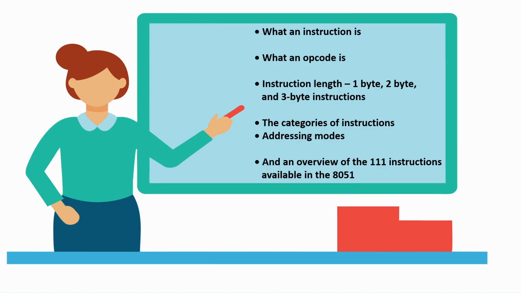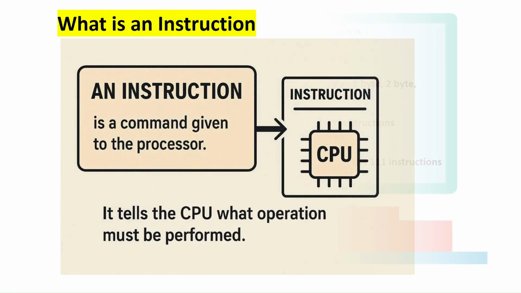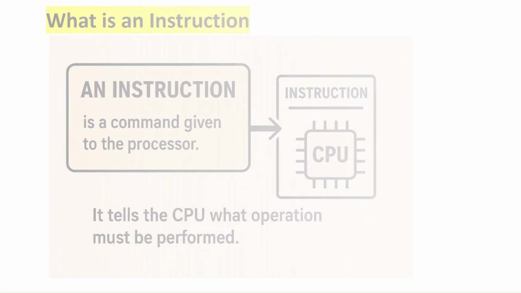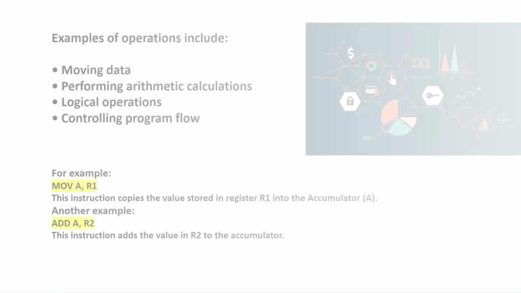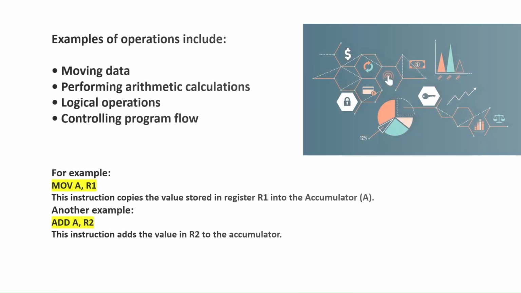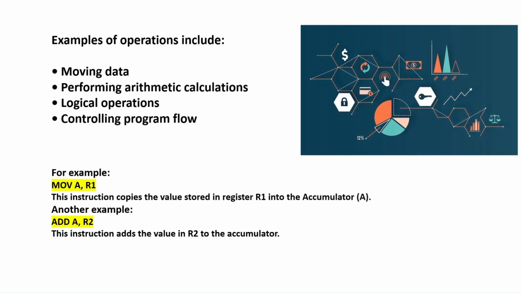What is an instruction? An instruction is a command given to the processor. It tells the CPU what operation must be performed. Examples of operations include moving data, performing arithmetic calculations, logical operations, and controlling program flow.